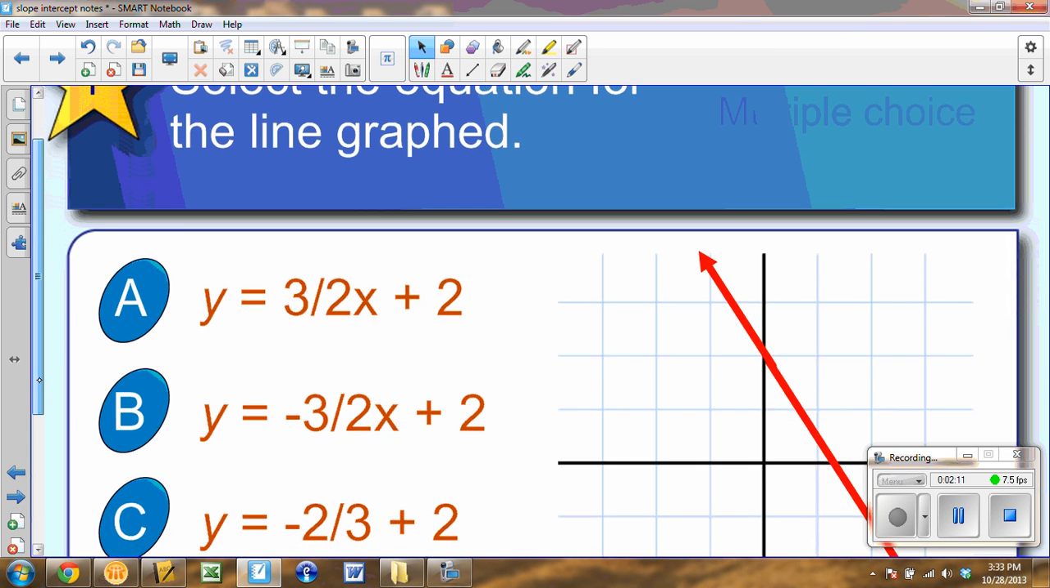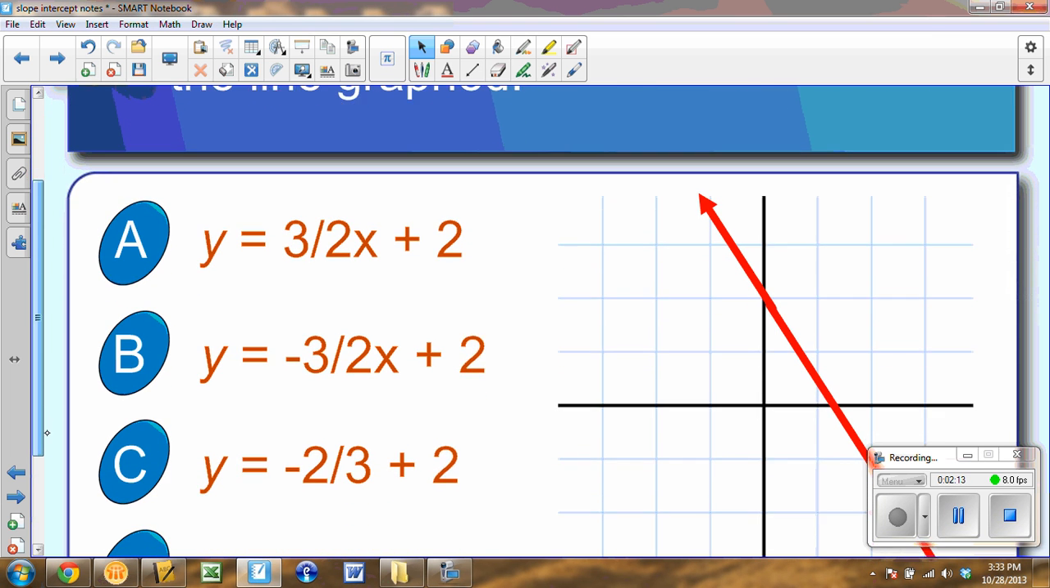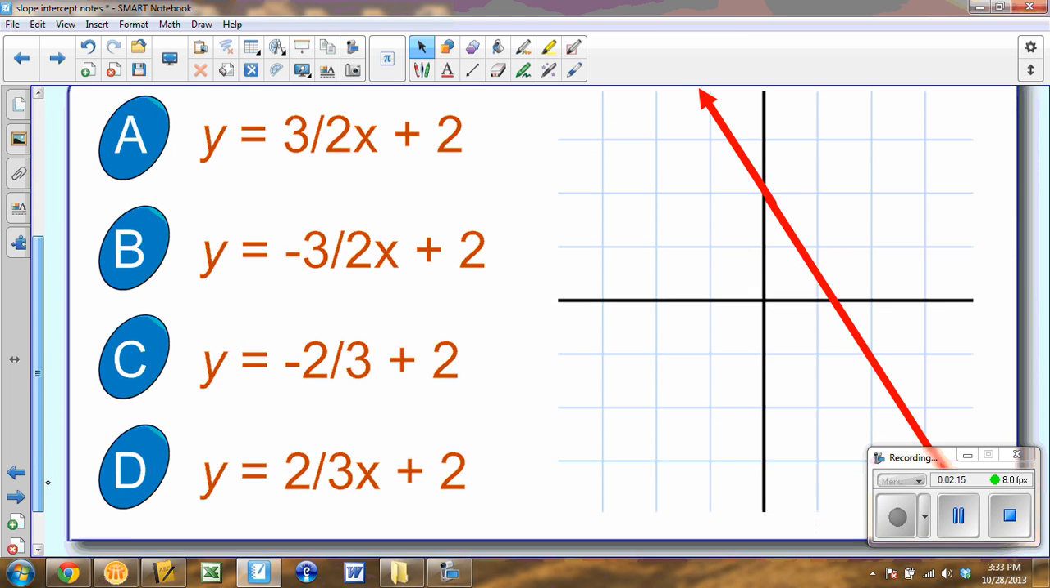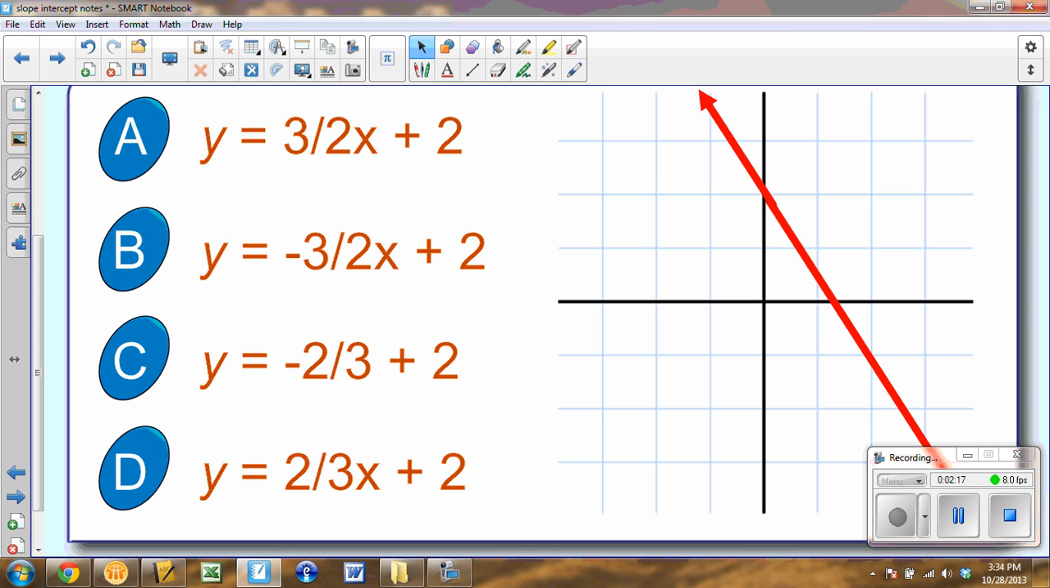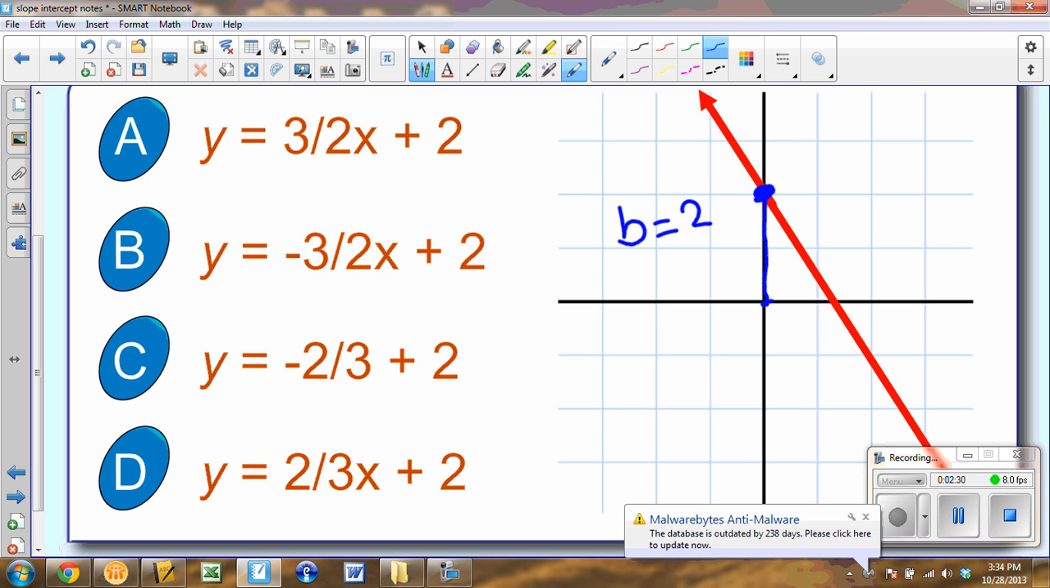All right, so select an equation for the line graph. So if you're given a line, I need to know its slope and I need to know its y-intercept. Well, the y-intercept is probably the easiest part to find. So if I start here at 0 and I go up to 2, it looks like my y-intercept is 2. So b is 2. And it looks like all of those are 2.